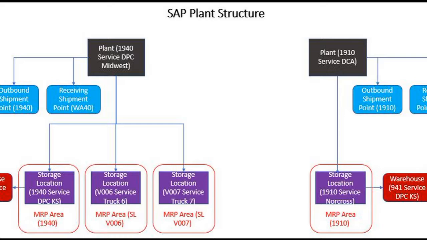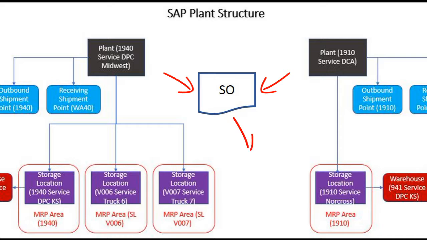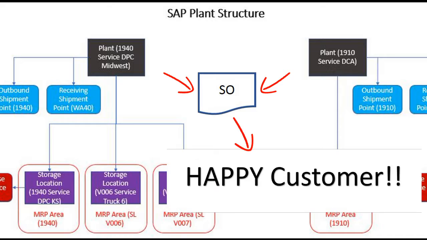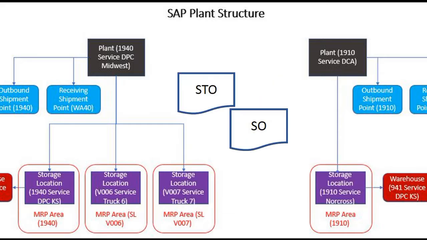There are two types of orders you will be placing to get service parts requested from another plant. The first is called a stock transport order, and is used as an internal purchase order in between two plants. The second is a sales order. It is used to request parts from a plant that are being sold directly to an external customer. Knowing the basic process for both documents, and the scenario in which you should use them, is required to effectively get parts to your coworkers and customers.